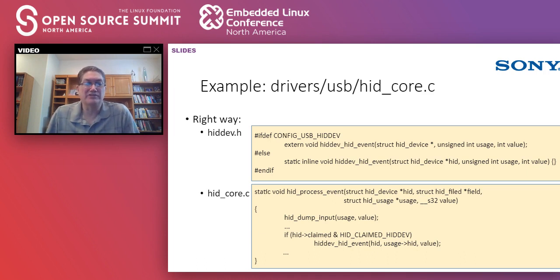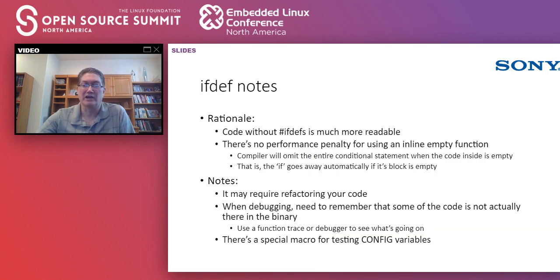What will happen in the C code is that if that function, hiddev hid event, disappears, the entire conditional will also disappear. So there's no performance penalty or cost for doing it that way. The rationale for this is that the C code without ifdefs is much more readable. And because there's no performance penalty, it's very useful to structure the code that way.